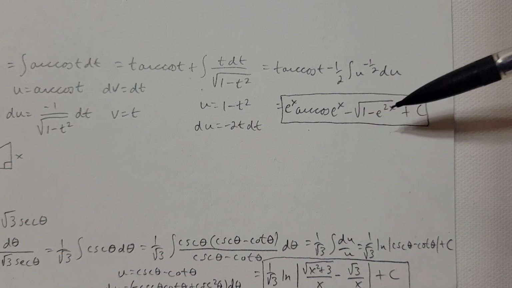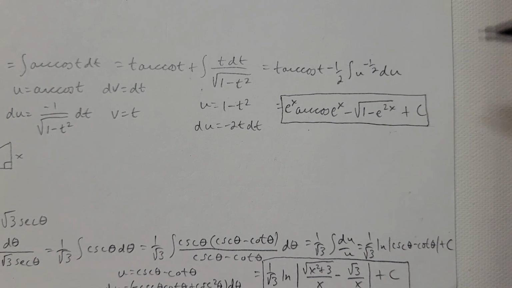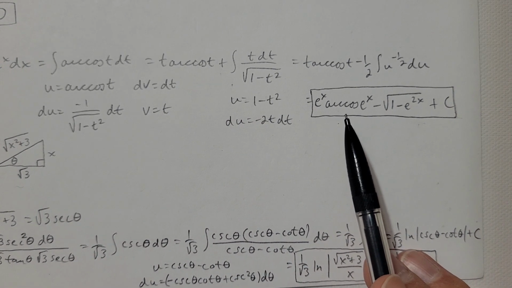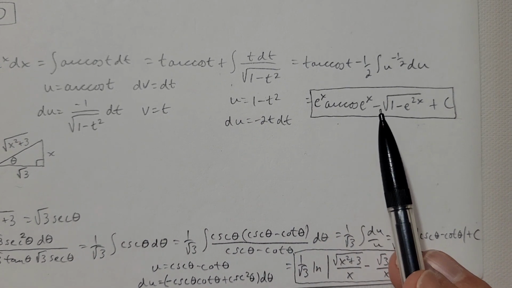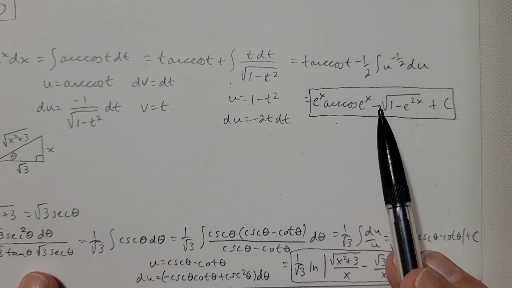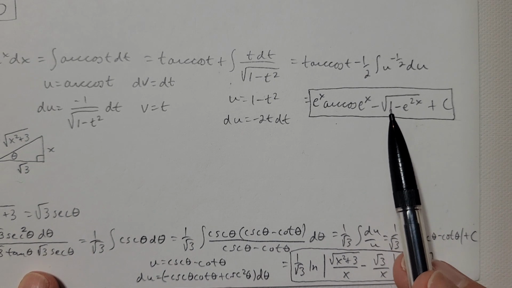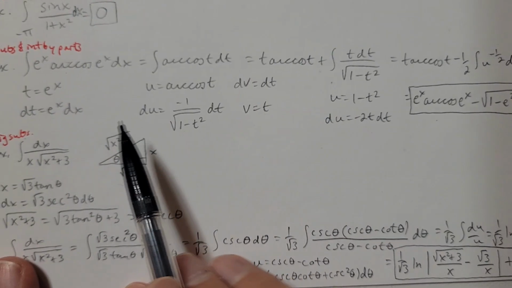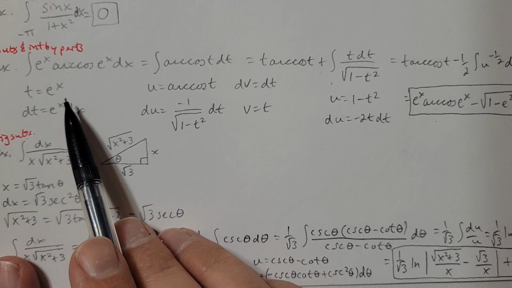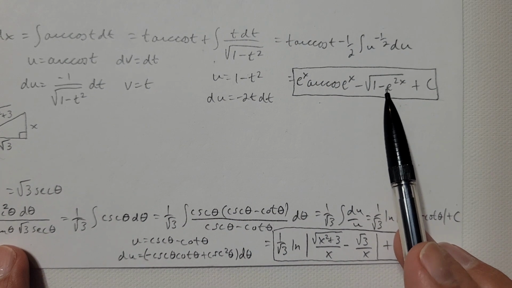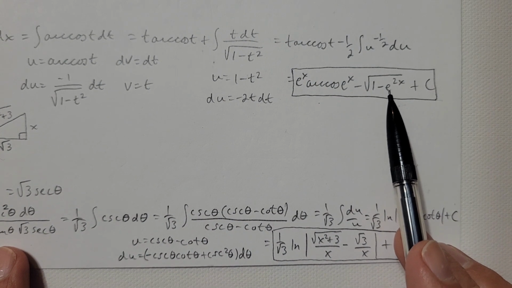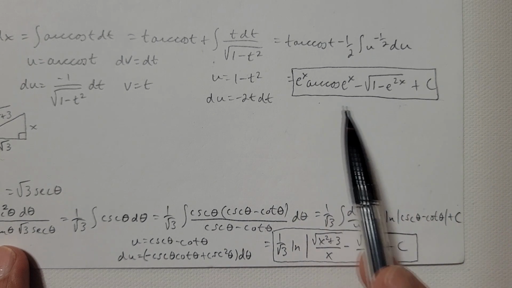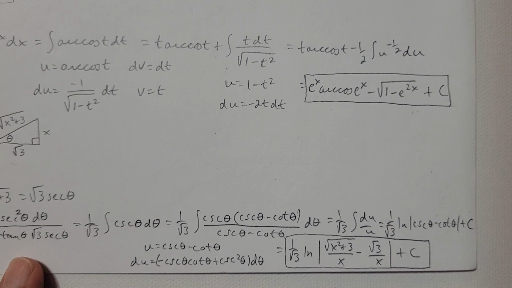My answer would be in terms of x here. So t is e to the x, right? So I'm going to have e to the x times the arc cosine of e to the x minus the square root of u. Well, u is 1 minus t squared, but t, again, is e to the x. So I've got the square root of 1 minus e to the x squared, the same as e to the 2x, plus a constant. So that'd be the antiderivative there.